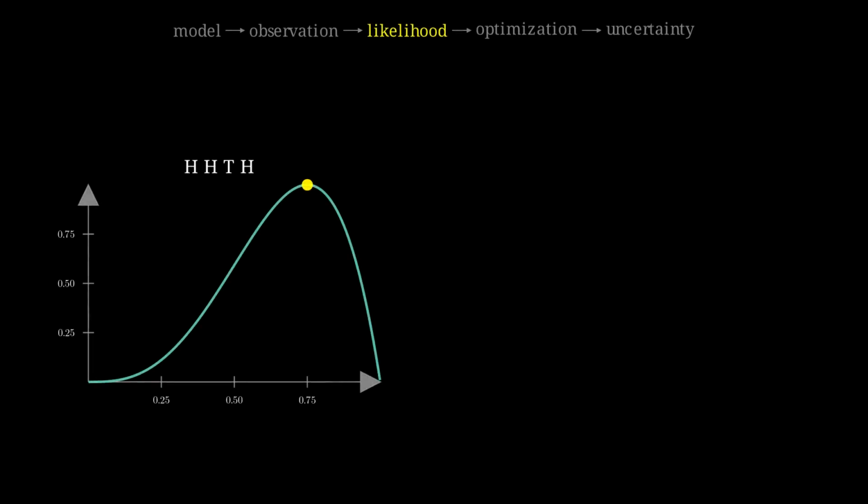Mark the highest point. For 3 heads and 1 tail, it lies at 3/4. That point is the maximum likelihood estimate, or MLE. Useful but compressed. One number cannot show the curve's width or asymmetry.